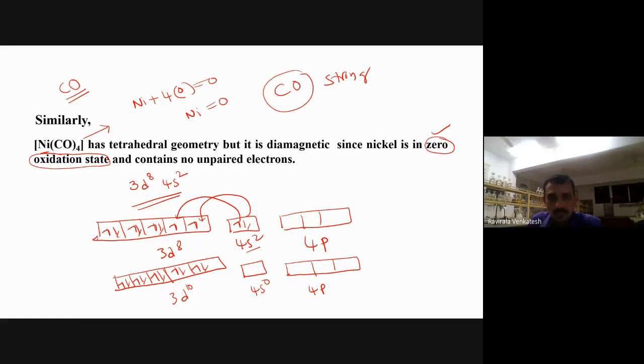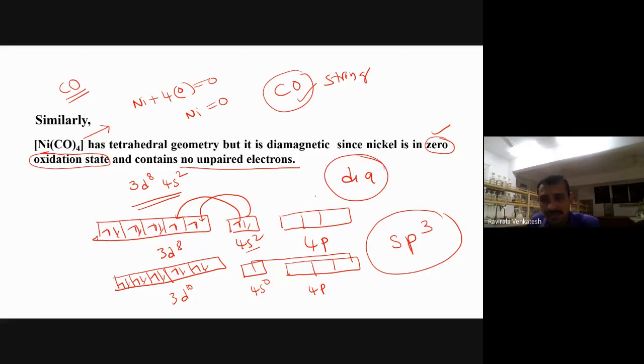Actually, the two electrons are shifted to the 3d orbital. Why? Because CO is a strong ligand. In the presence of a strong ligand, electrons will get paired up. Now 4s is empty, and 4p is also empty. So one s orbital and three p orbitals give sp3 hybridization. Do you have any unpaired electrons now? No, zero unpaired electrons. It is called diamagnetic nature. It is a diamagnetic low spin complex compound with sp3 hybridization.